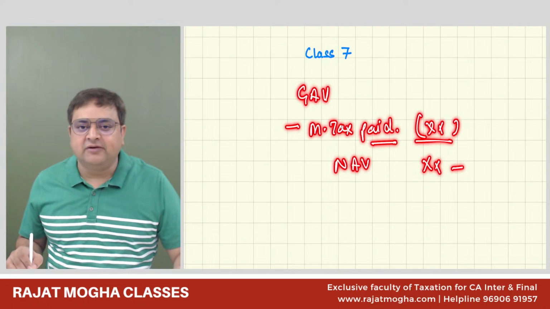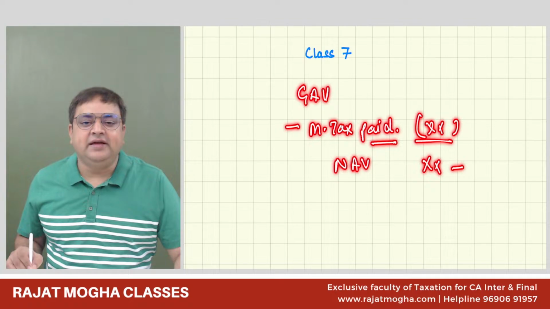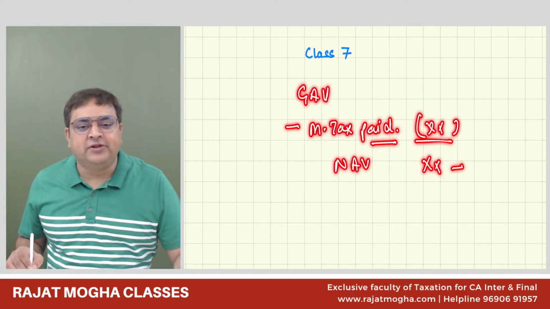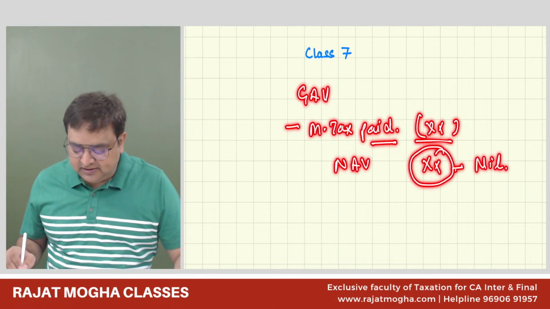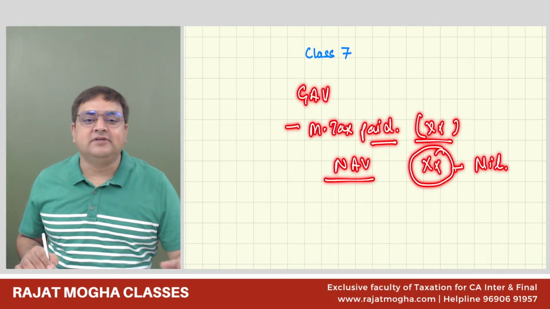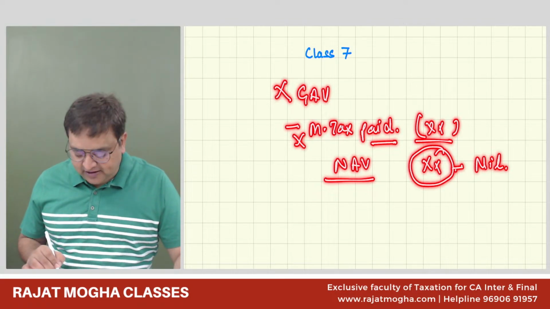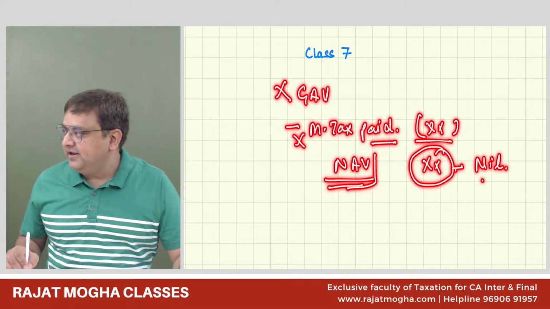So here you start with your NAV. In case the property is self-occupied for the entire year, or part of the property is self-occupied for the entire year, then the NAV should be nil. In that case, if the property is self-occupied throughout the year, then we don't start with GAV, we don't take municipal taxes. We start with NAV then. So for a self-occupied property, NAV is nil.